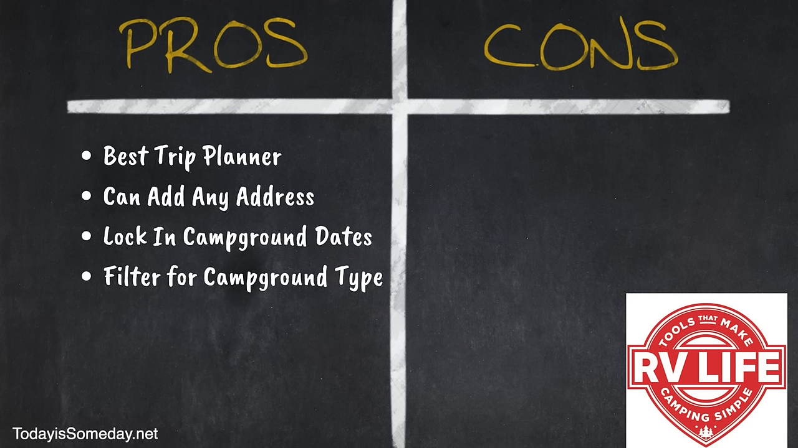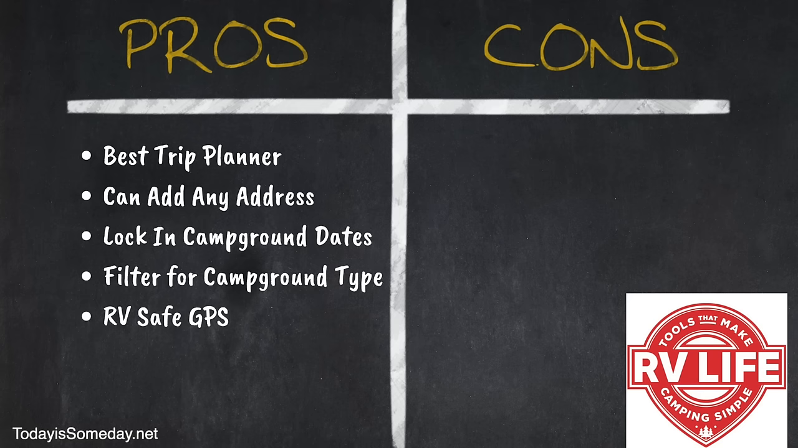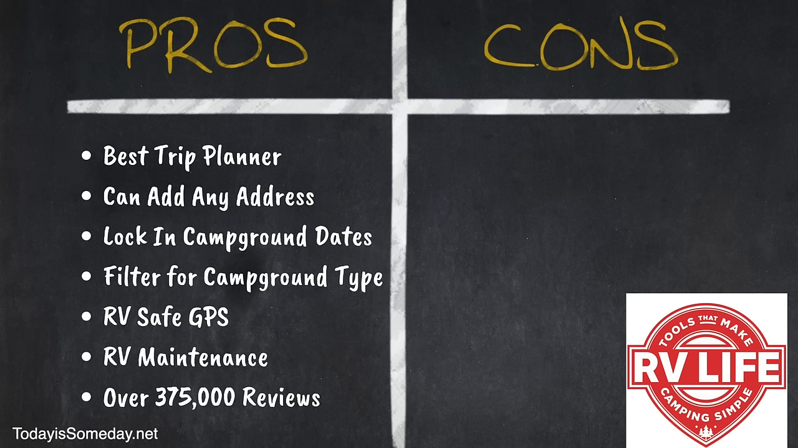I also like all the filters that RV Trip Wizard has. They have a few more filters than the Dyrt. For example, filtering for specific types of campgrounds like state parks, COEs, military campgrounds. RV Trip Wizard has that option and the Dyrt does not. Also, RV Trip Wizard has the RV Safe GPS. It has the RV Maintenance app and its reviews are pretty good.